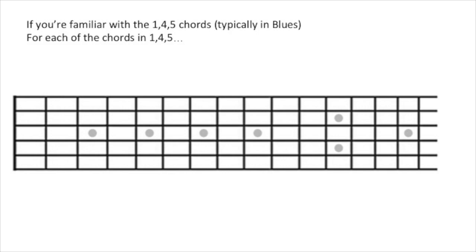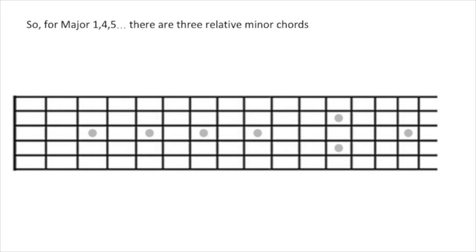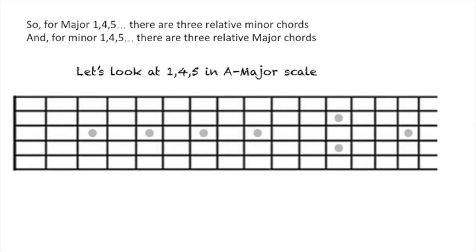For each of the 1-4-5 chords, there are corresponding relative chords. So, there will be a set of major 1-4-5 chords and the 3 corresponding relative minor chords in that same scale. And for the minor 1-4-5 chords of a minor scale, there are 3 corresponding relative major chords. Let's see this with an A major scale. The 1 chord is A major.